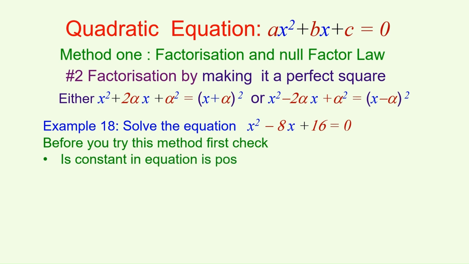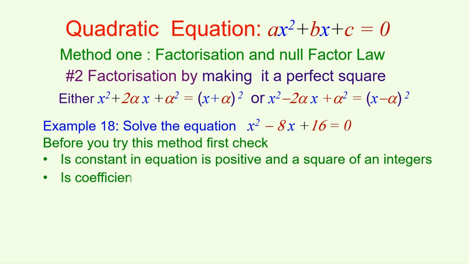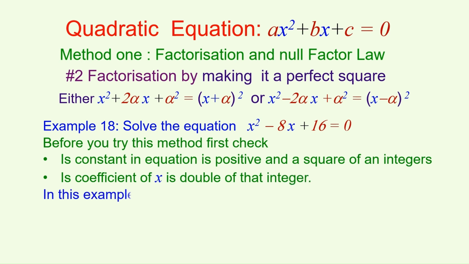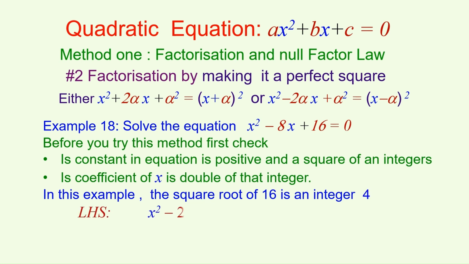Example 18. Solve the equation x squared minus 8x plus 16 is equal to 0. Before you try this method, first check: Number 1. Is the constant in the equation positive and a square of an integer? Number 2. Is the coefficient of x double that integer? In this example, the square root of 16 is an integer, 4.